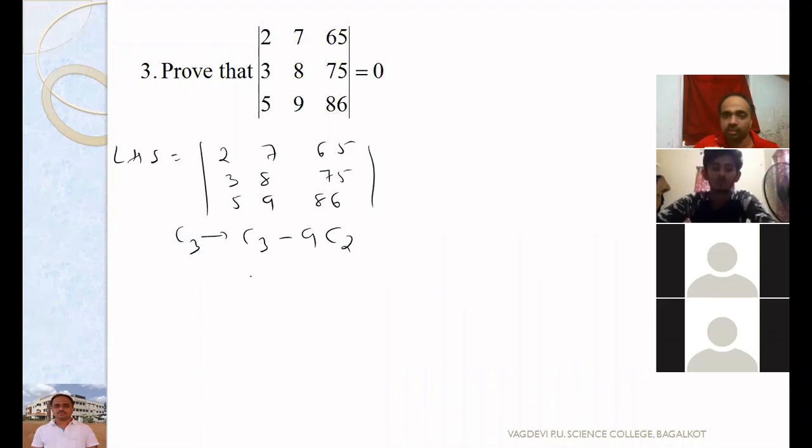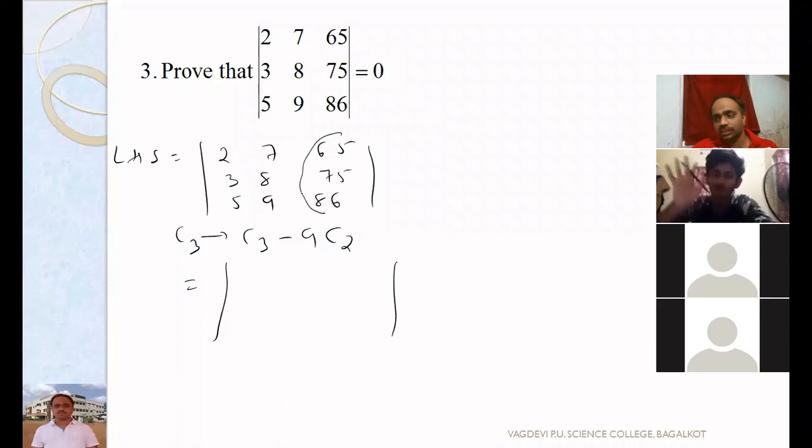Exactly. Kumar, you have to change C3. Where is C3? This is C3. Okay, the time is up now. We'll meet tomorrow. You do that operation: C3 changes to C3 minus 9 C2. We'll get the answer. We'll meet tomorrow at the same time, and please do this question.